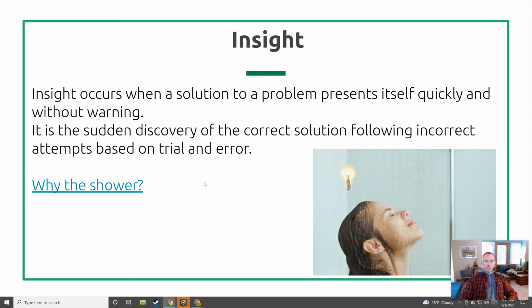Insight occurs when a solution to a problem presents itself quickly and without warning. So you do get to a solution, but it's almost like your brain, remember parallel processing, has done it on its own. So you're not using an algorithm, you're not using heuristics, you've got kind of parallel processing, and all of a sudden it kind of hits you.